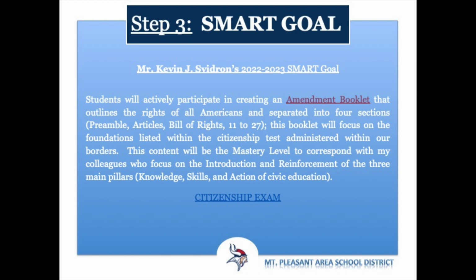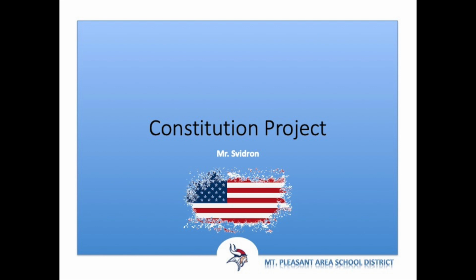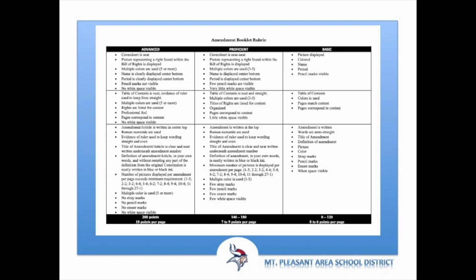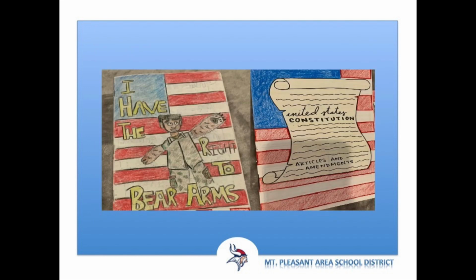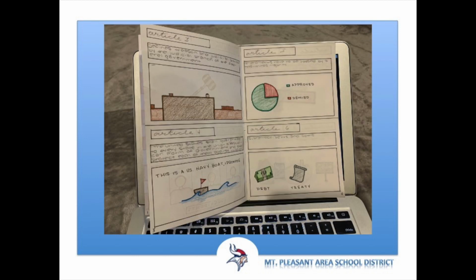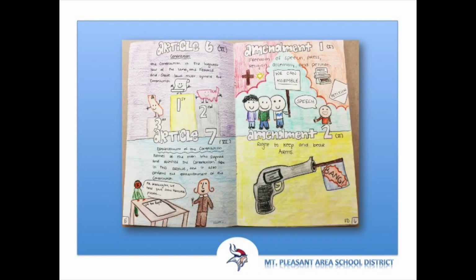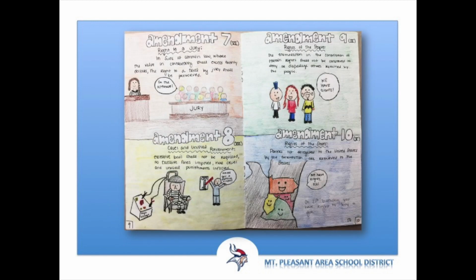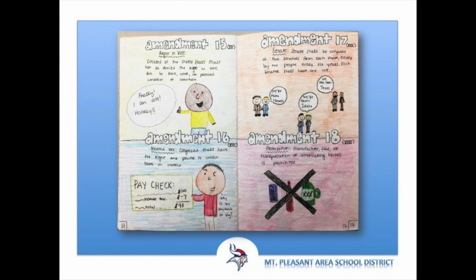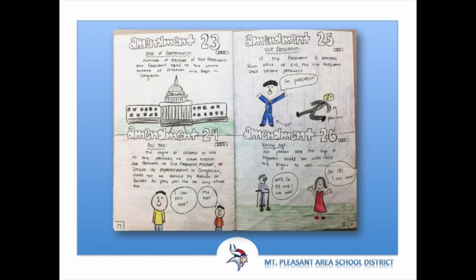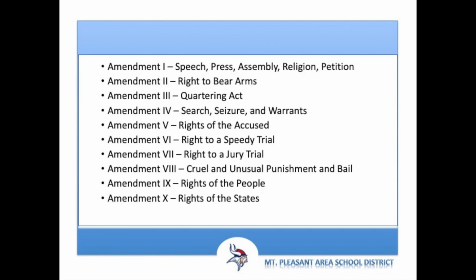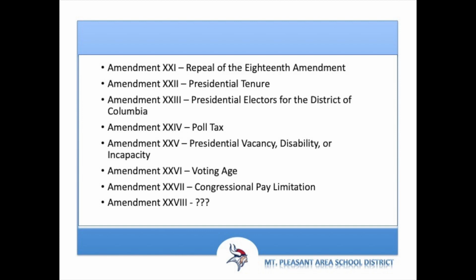Students will actively participate in creating an amendment booklet that outlines the rights of all Americans and is separated into four cognitive sections: the preamble, the articles, the Bill of Rights, and amendments 11 through 27. This booklet will focus on the foundations listed within the citizenship test that we give in our country. The content will be the mastery level to correspond with my colleagues who are focusing on the introduction and reinforcement of the three main pillars of citizenship: knowledge, skills, and action.